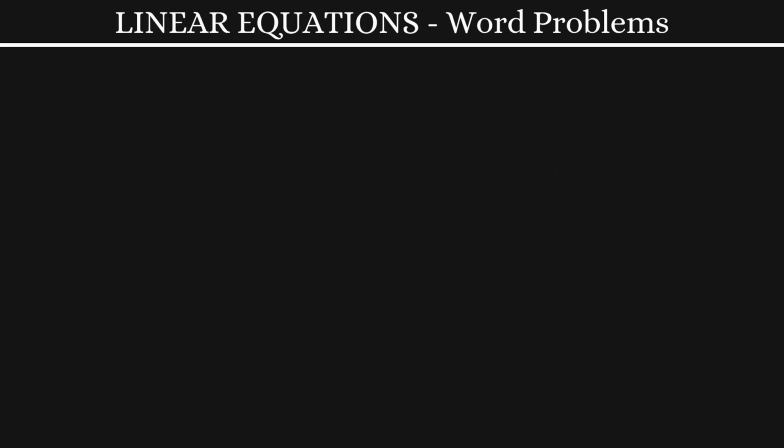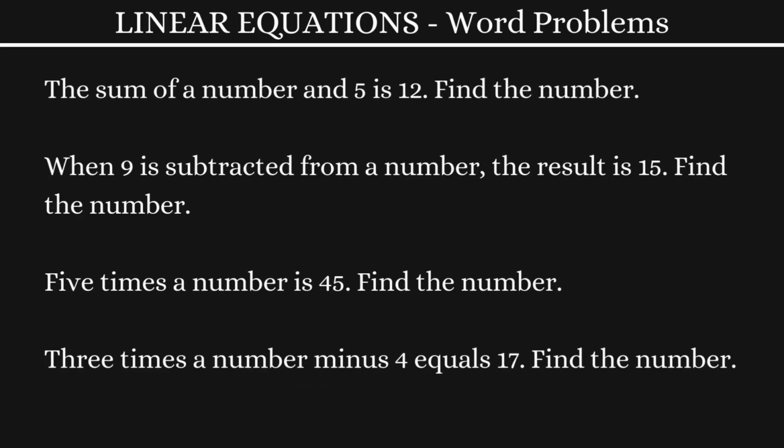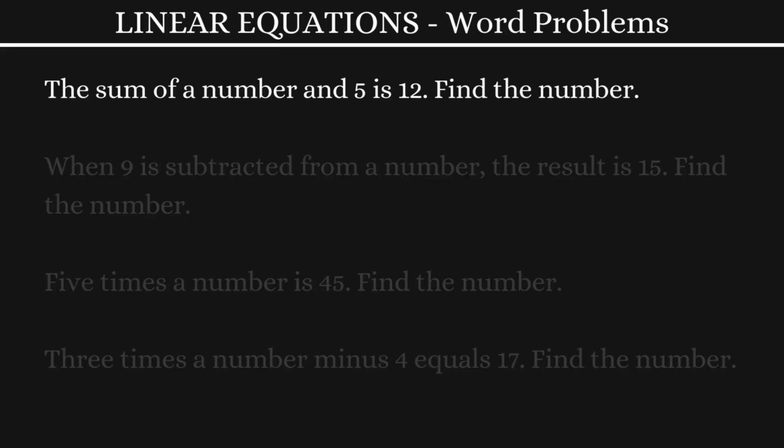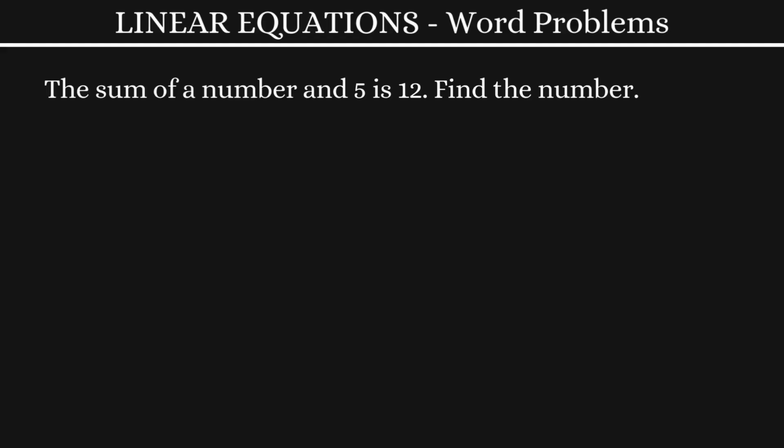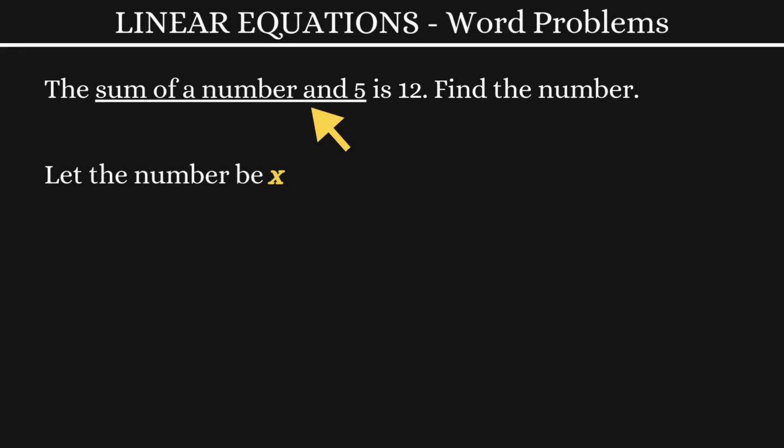Let's get started with some simple questions. First one, the sum of a number and 5 is 12. Find the number. Here, since we are asked to find the unknown number, we'll assume the number to be x. Our question states that the sum of this number and 5, so we have x plus 5. The sum is 12. So x plus 5 is equal to 12 is our equation.